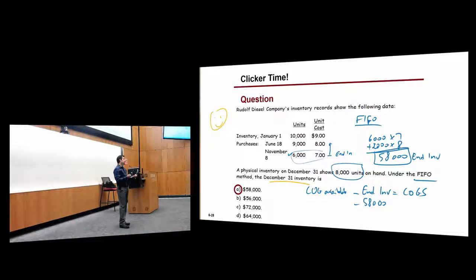What about the cost of goods available? That's the easiest part. It's always the same thing. To calculate this one, you have 10,000 units multiplied by 9, plus 9,000 multiplied by 8, plus 6,000 multiplied by 7. That's the cost of goods available. From this number, you subtract 58,000, and this will give you the cost of goods sold.